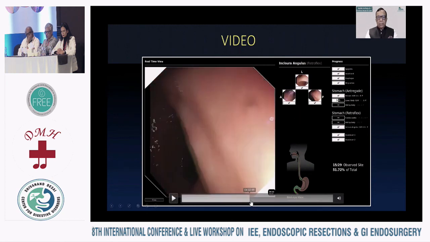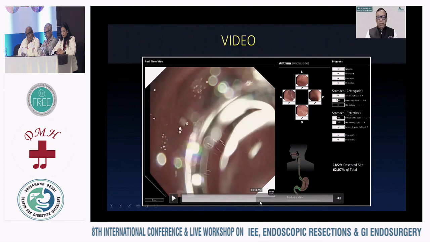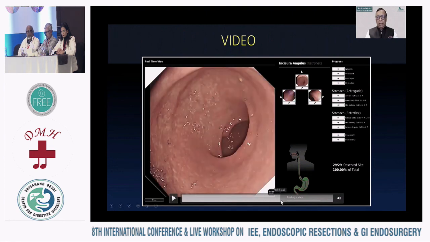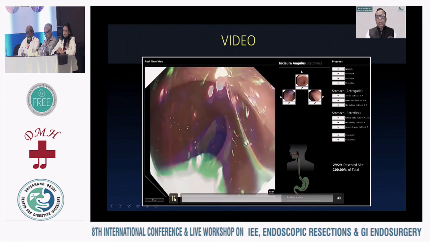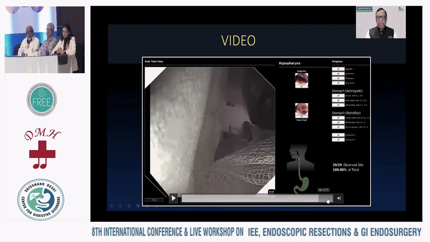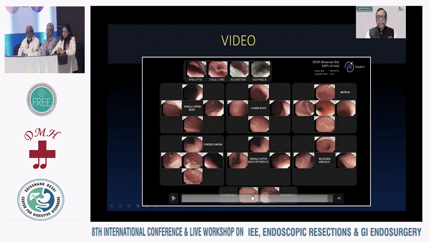Then you move forward, and then you come back in the stomach, do retroflexion to look at the various areas, and at some stage you have reached all 29 areas, and at this stage you can see that all the boxes are ticked, 29 out of 29 areas are seen, and the whole upper GI tract has become green. So the final picture which you get on the computer is something like this. So you have all the 29 images, and it shows that 100% of the examination has been performed.